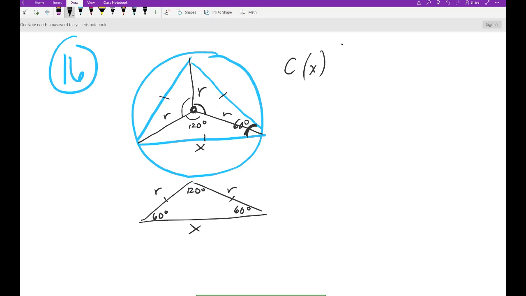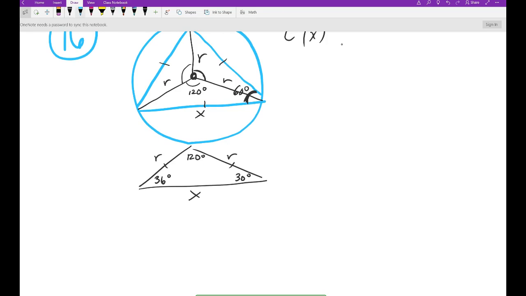Oh, I cut it. My bad. It's 30, because I need to add up to 180. So that's 30 because I cut it. Now, this is not going to do me any good because it's not a right triangle. Can I make it into a right triangle? Sure. Let's cut it some more.